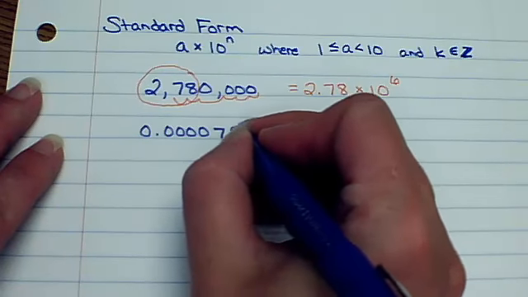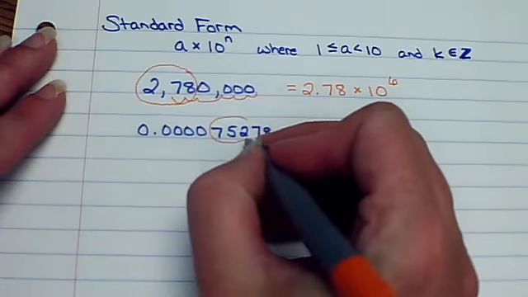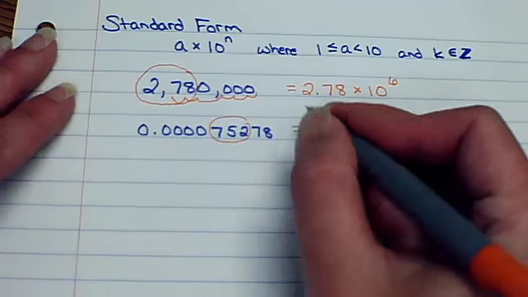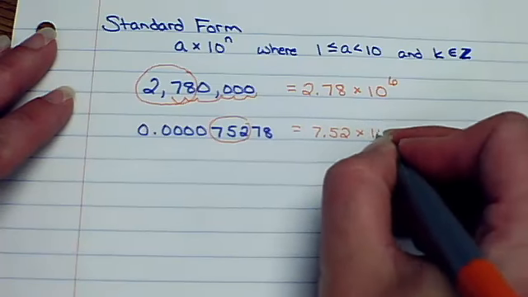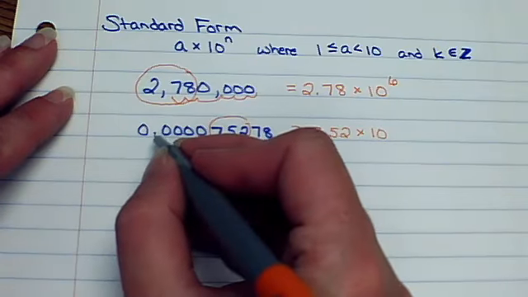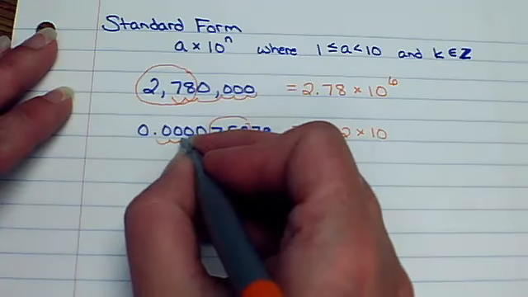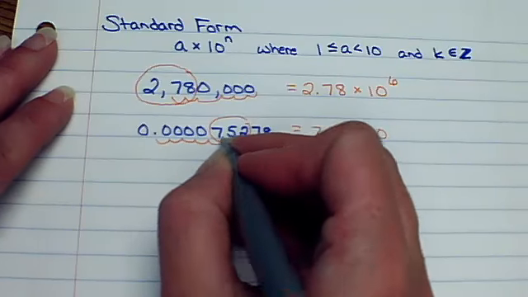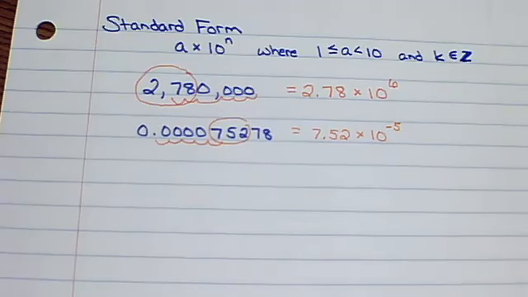How about a really small one? Okay, again, look at your 3 significant digits. This is great practice for finding your significant digits. Here are my 3 significant digits. So that means my A, or my number, is going to be 7.52. Now 10 to the what? See how many places I need to move my decimal. Now I'm going to the right this time. So 1, 2, 3, 4, 5. And it is much, much smaller, right?